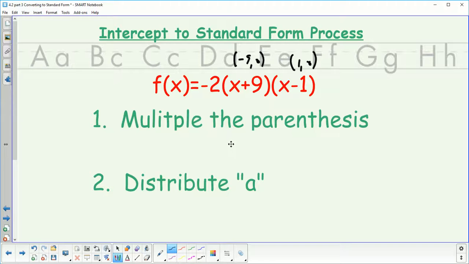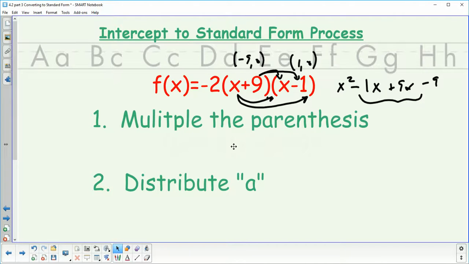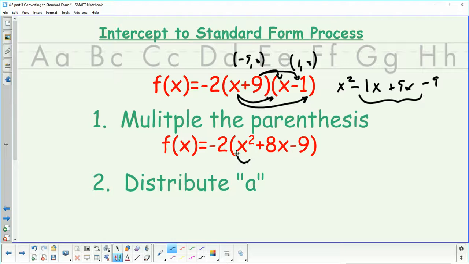We are going to multiply the parentheses, which means I'm going to take x times x and x times negative 1. That would give me x squared and a minus 1x. And then I'm going to do 9 times x and 9 times negative 1, which gives me a 9x and a minus 9. Now when I combine those two terms in the middle, what I end up with is f of x equals negative 2, and then in parentheses, x squared plus 8x minus 9, because negative 1x and a plus 9x gave us a plus 8x.